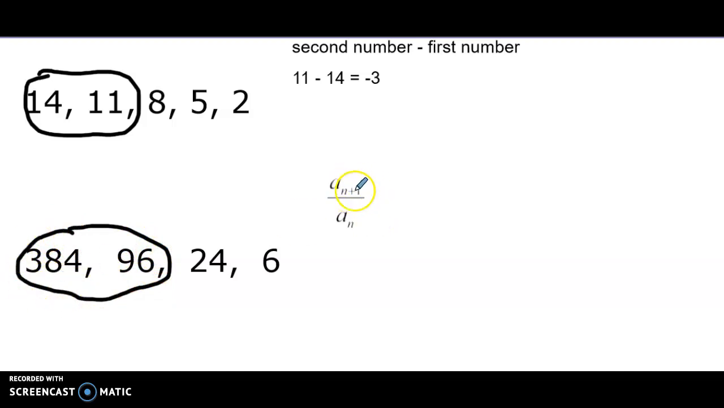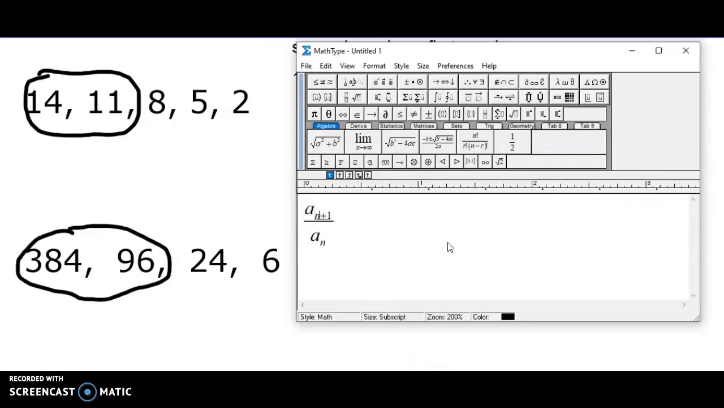So this is that notation again that I'm not trying to confuse you. This just means, well, if this is the first number, a sub n, the second number will be a sub n plus 1. So I'm going to do 96 divided by 384, and I'm actually going to use some math type since it's easier for you to see. So 96 divided by 384 will actually give us 1 over 4. So our common ratio is going to be 1/4.